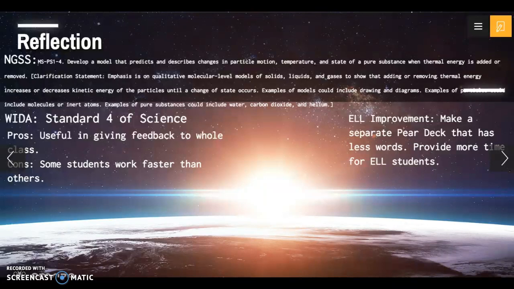The RITA standards for this would also be just standard for looking into the science of it all. The NGSS for this would be that they're developing models that predict and describe changes in how does matter operate based on its temperature.